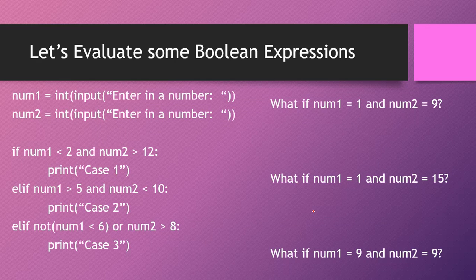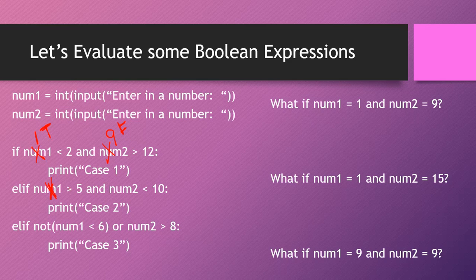So let's evaluate some Boolean expressions together. What if num1 is 1 and num2 is 9? So num1 is 1, num2 is 9. So let's check. Is 1 less than 2? True, right? So I'm going to put a T there. Is 9 greater than 12? Nope, that's false. So now they're connected with an and. Since it's true and false, that would be false, right? So that's not true. So let's check the next one.